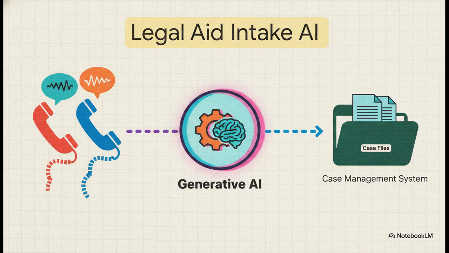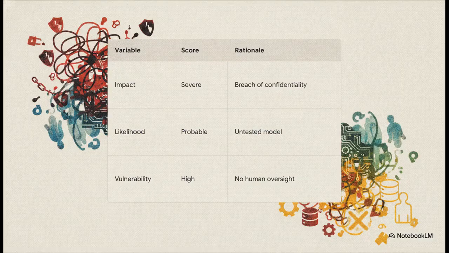Imagine an AI vendor knocks on your door and offers a tool that automatically listens to phone calls from incoming clients, transcribes the whole conversation, and uses a generative model to summarize their legal issues straight into your case management system. Sounds incredibly efficient, doesn't it? A real time saver. But wait, before we deploy it, we have to run it through our formula. Watch as we take a sample legal aid intake tool and run it through the formula.